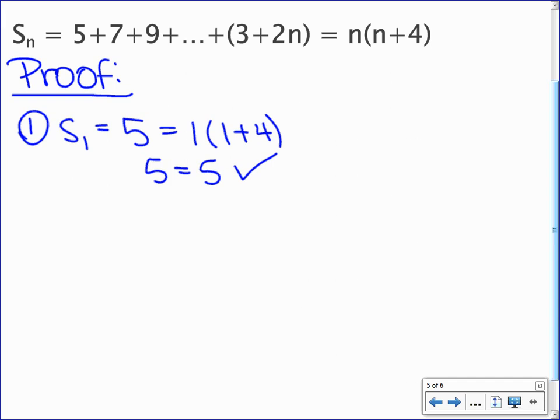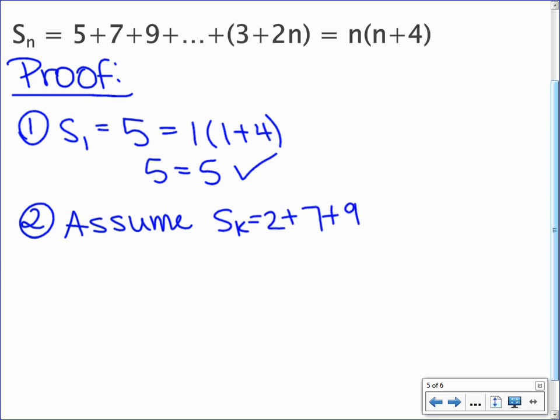Okay. Now, write the word assume. That is an important word. We are going to assume that k is true. So 5 plus 7 plus 9 plus 3 plus 2k equals k times k plus 4. Guys, just the backwards 2.